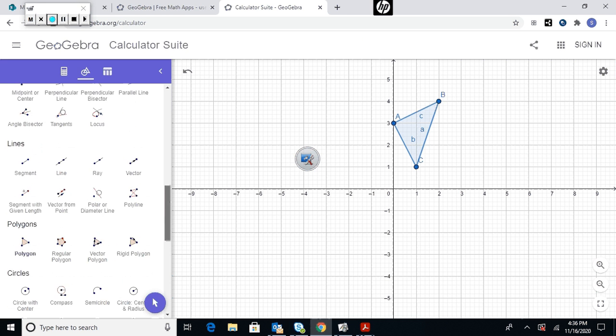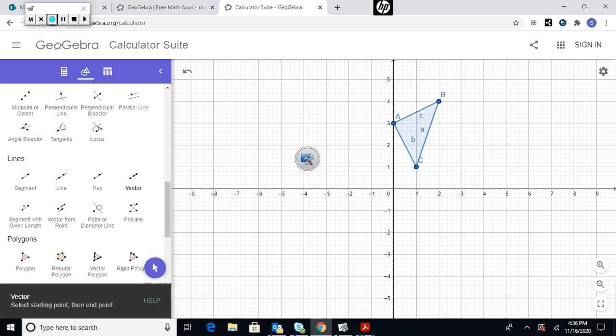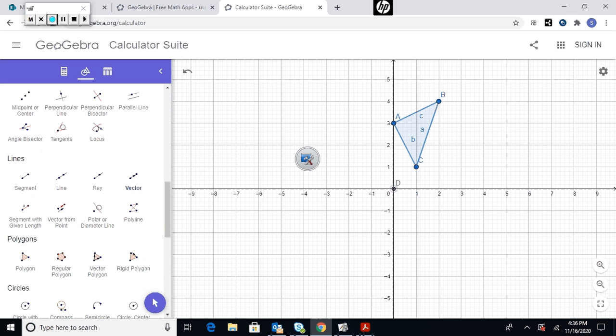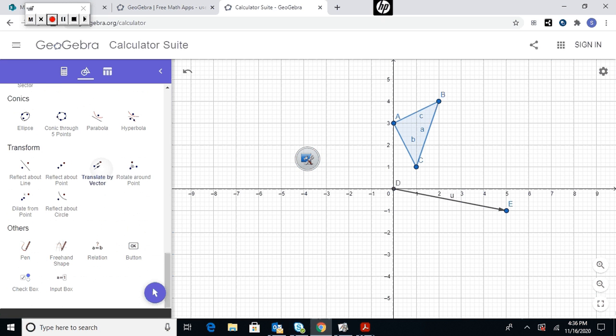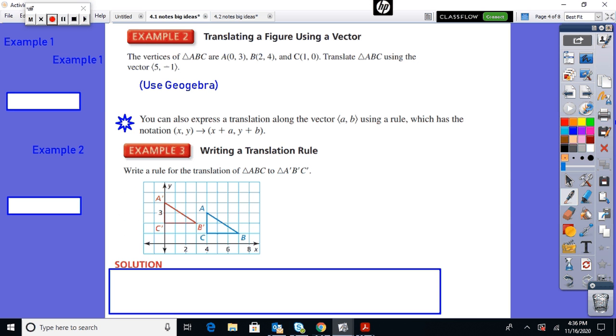So let's go back to vector, over 5, down 1. And down to transform, translate by vector. Let's click on the triangle and the vector, and we have new points. So A prime, we have 5, 2. So A prime is 5, 2.